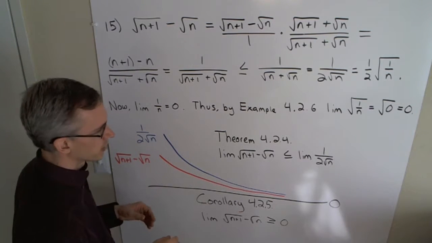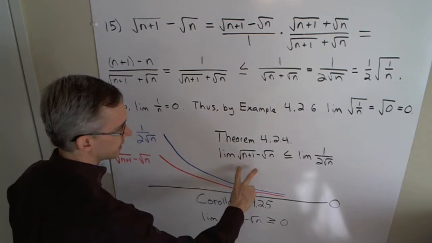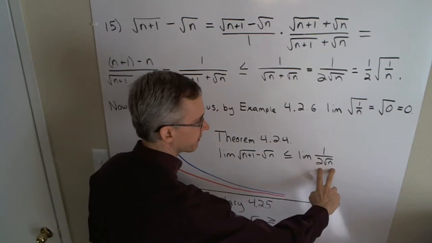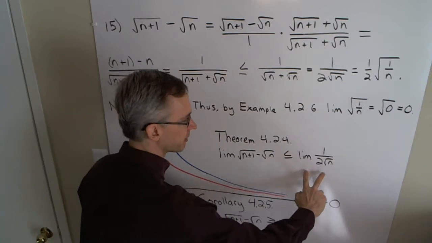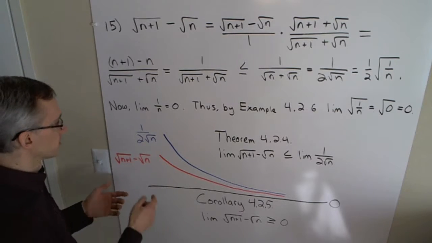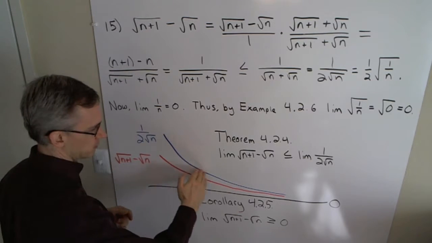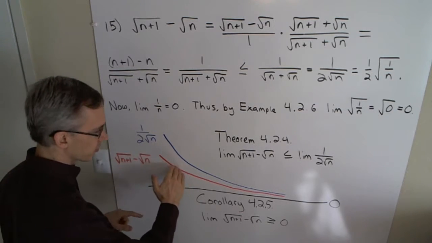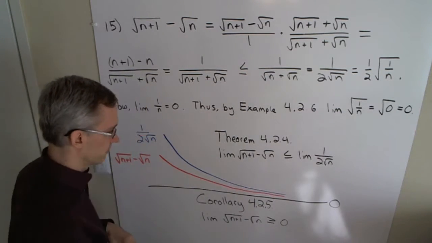Now we refer to a theorem and its corollary. Theorem 424 states that if the first function is less than or equal to the second function for all n, then the limit of the first function is less than or equal to the limit of the second function. So here's our simplified function. We know that for all n, the square root of n plus 1 minus the square root of n is less than or equal to that function. So here's an upper bound on that limit.